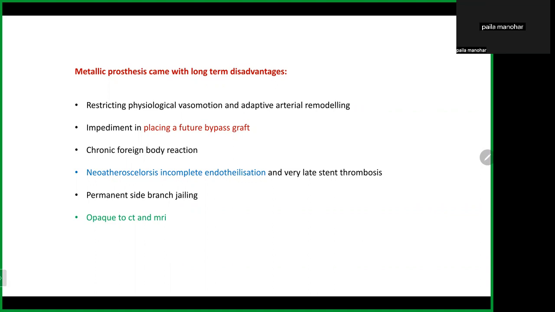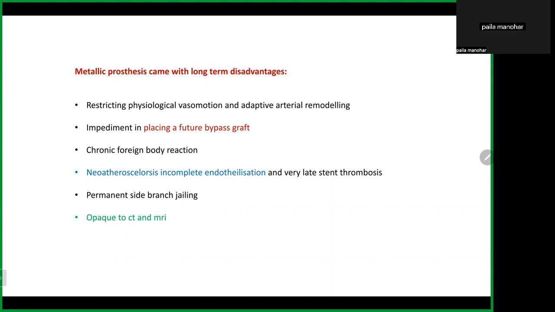And second, because of this metal, there is a permanent side branch jailing. Also, non-invasive imaging like CT and MRI is used to visualize the vessel, and the metal will obscure the image. So to prevent this, they have discovered bioresorbable scaffolds.